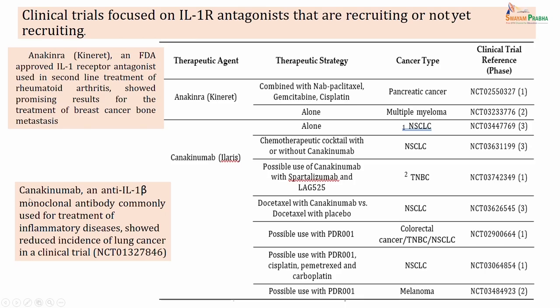Similarly, there is another molecule called canakinumab, which is basically an anti-IL-1 beta monoclonal antibody, also commonly used for the treatment of inflammatory diseases, but it is showing promise in reducing the incidence of lung cancer in a clinical trial. So, all these molecules which are showing promise as anti-inflammatory agents are also showing promise as anti-cancer agents.